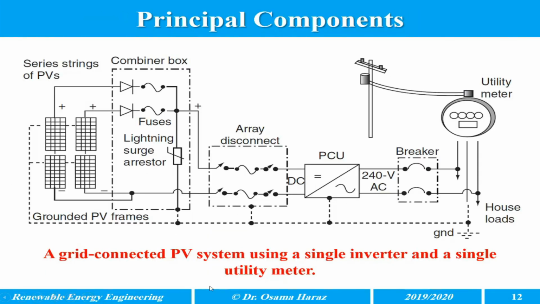This is another grid connected PV system, and these are the principal components. Here we can see the photovoltaics, the combiner box, the array disconnect, and here is the PC unit. After the PC unit there is a breaker, and then you go to the load, the house loads, or in the other way you go to the grid via the utility meter.